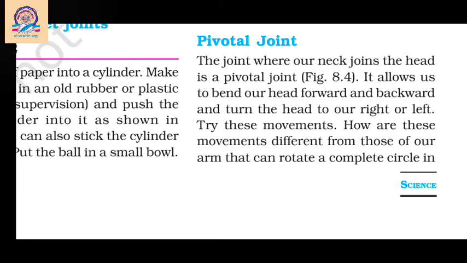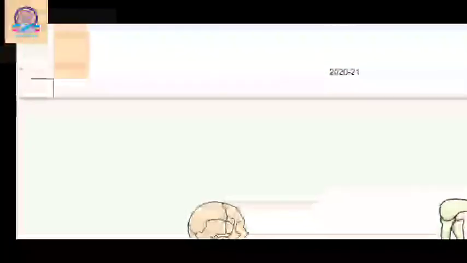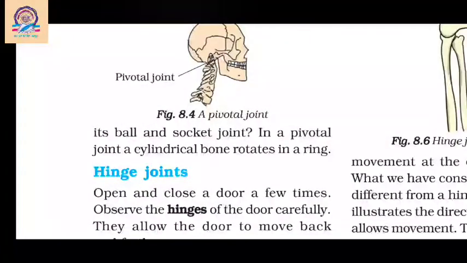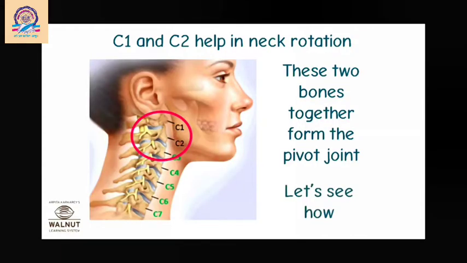How are these movements different from our arms, which can rotate completely in a circle? As we have already seen, in a ball and socket joint we can rotate our arm, isn't it? In a pivotal joint a cylindrical bone rotates inside a ring. There is a cylindrical structure present inside the ring, due to which we can rotate it right to left and backward and forward.